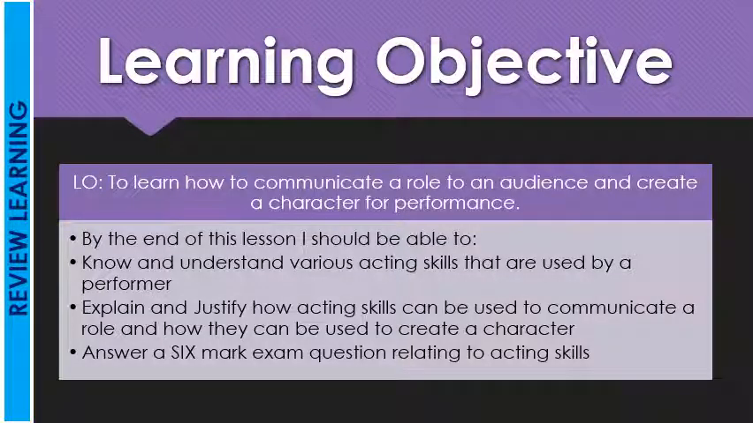So just before we finish the lesson then, to learn how to communicate a role to an audience and create a character for performance. By the end of this lesson, I should be able to know and understand various acting skills that are used by a performer. So we've spoken about acting skills, specifically the key words that you need to know to write about this in the exam. Explain and justify how acting skills can be used to communicate a role and how they can create a character. You should have done that by experimenting with the task 1 and task 2. And the final thing that you should have done is answer a 6-mark exam question relating to acting skills.